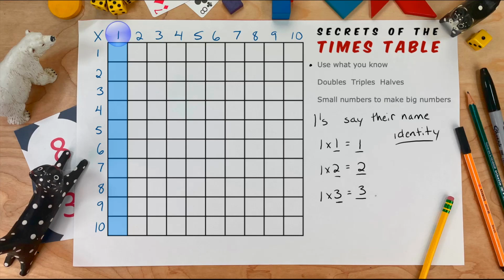I think we see a pattern here. If I go to our chart, 1 times 1 is 1, 1 times 2 is 2, 1 times 3 is 3. Continue the pattern. 1 times 4, 4's name is 4, so we'll put a 4 here. 1 times 5 is 5. 5 is the name of 5, its identity. 1 times 6 is 6. 1 times 7 is 7. 1 times 8 is 8. 1 times 9 is 9. And 1 times 10 is 10.